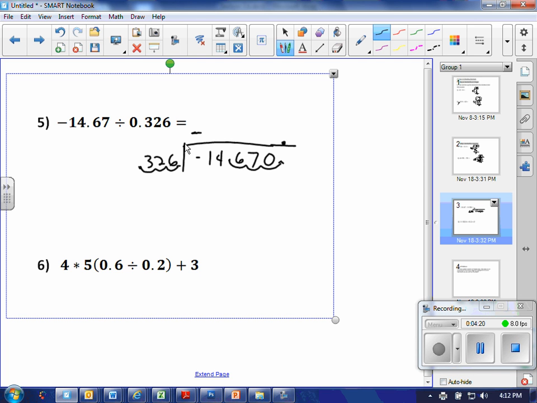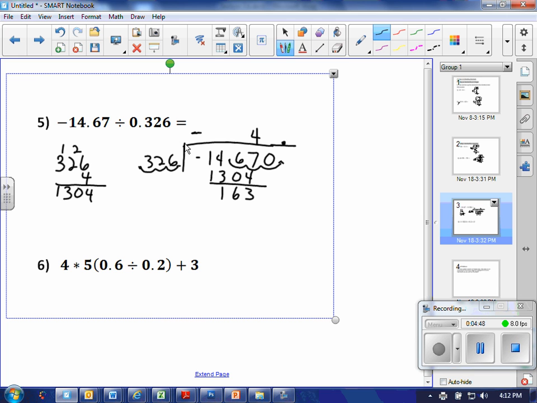Now I have to look and see, okay, how many times does 326 go into? Well, it doesn't go into 14, doesn't go into 146. It goes into 1,467. So let's see how many times it goes. I'm guessing not 5. I'm going to say 4 times. Let's do 326 times 4. This is 24. This is 8, 10. This is 1304.